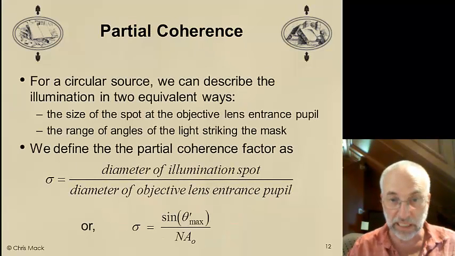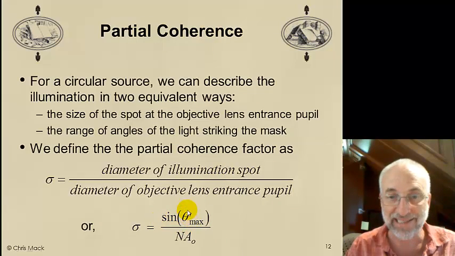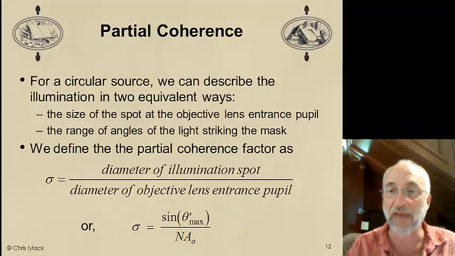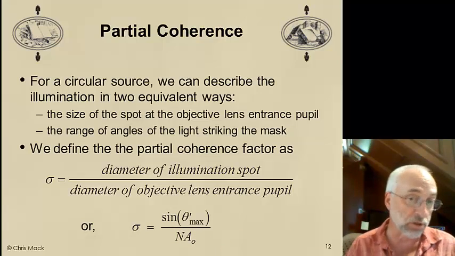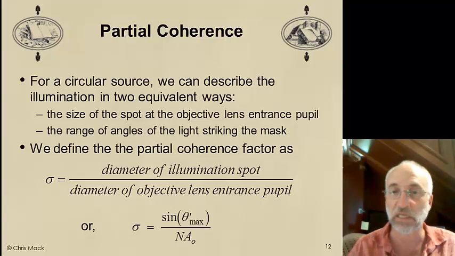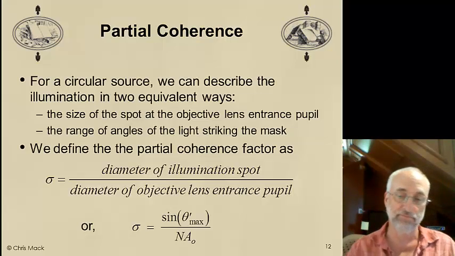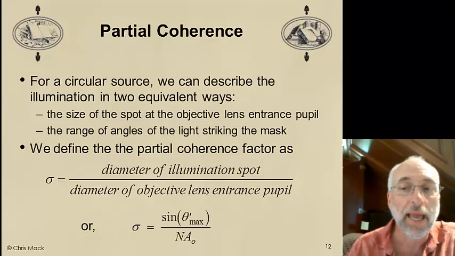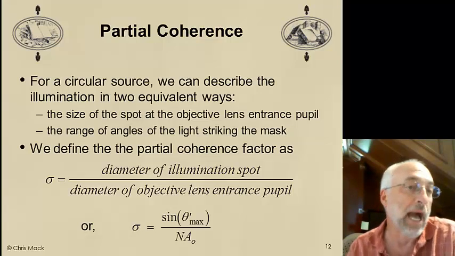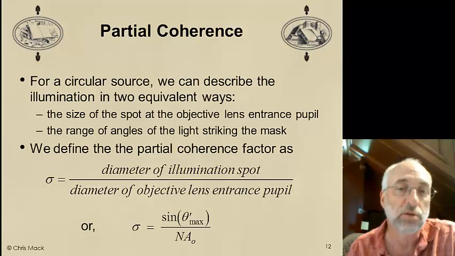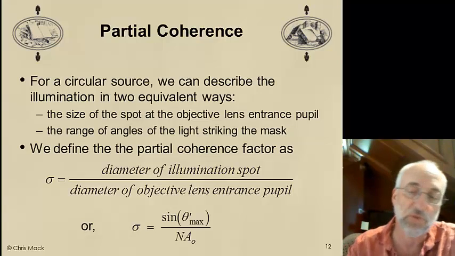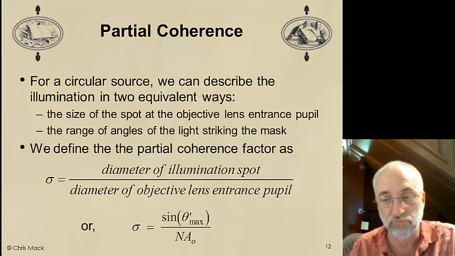Now equivalently, I could find the range of angles hitting the mask, and then take the sine of the maximum half angle of light hitting the mask divided by the sine of the maximum half angle of light that the objective lens could possibly capture, and that ratio is also the exact same value of sigma, the partial coherence factor. And in order to explain to somebody how you're illuminating the mask, this is the parameter you would tell them. You'd say, oh, I'm using a partial coherence factor of 0.5 or 0.3 or 0.7, something like that.